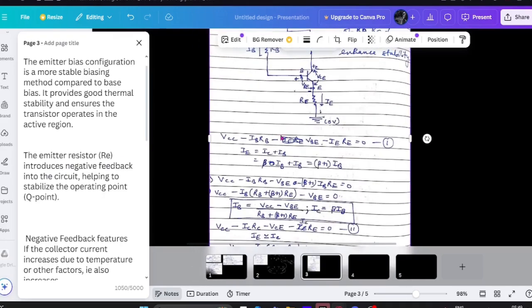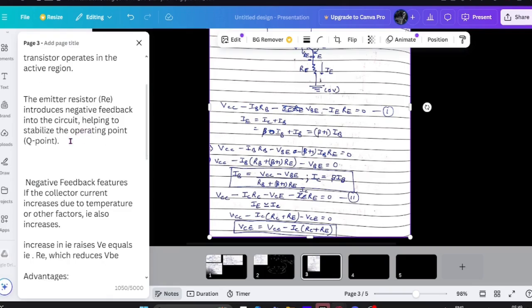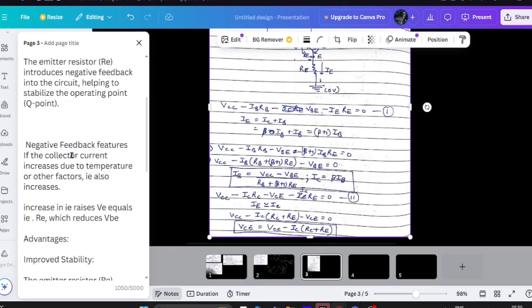Now the reason for this is pretty obvious, as I stated, that the emitter resistor introduces negative feedback onto the circuit, helping to stabilize the operating point to attain a more convenient and optimal Q point.